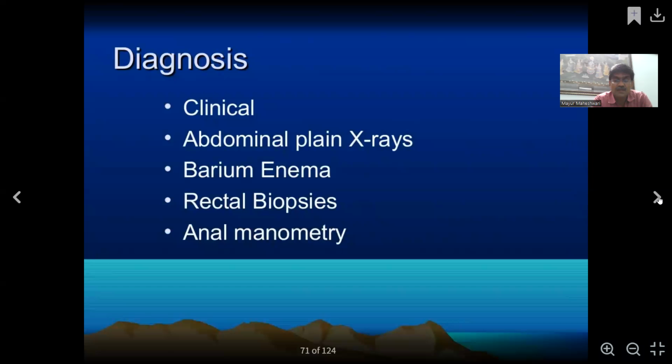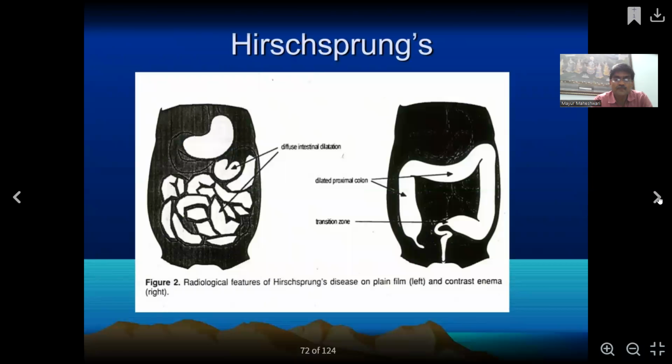The confirmatory investigation is rectal biopsy or anorectal manometry. So on a plain abdominal X-ray or in a contrast enema, you will see dilated bowel loops. Then there is a collapsed terminal end of the bowel. Then proximal bowels are massively dilated.